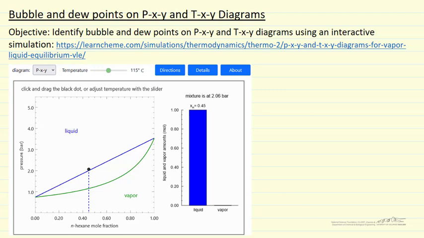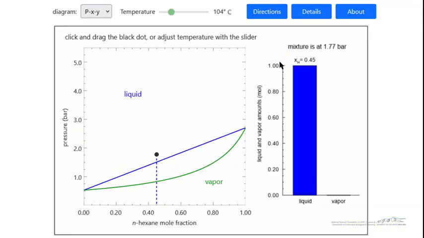Let's look at the simulation and identify numerical values for the bubble point and the dew point. So here we have the interactive simulation with a temperature of 104 degrees C. If you're interested in the bubble pressure, move this dot down until, if we watch the bar graph on the right, we get the first bubble of vapor. It shows mole fraction 0.81. That's a temperature then, 104 degrees C would be the bubble temperature at a pressure of 1.5 bar, or at 104 degrees C, the bubble pressure would be 1.5 bar.